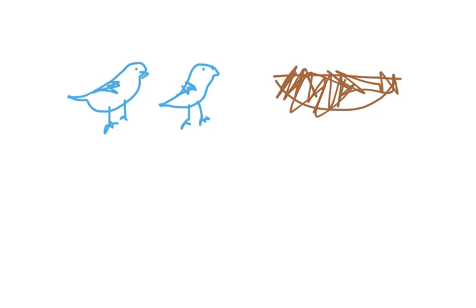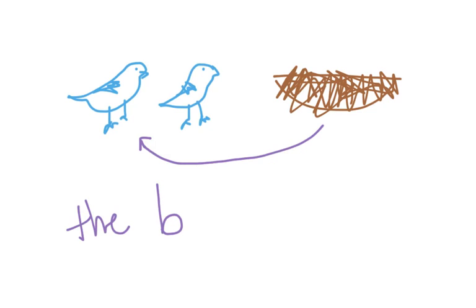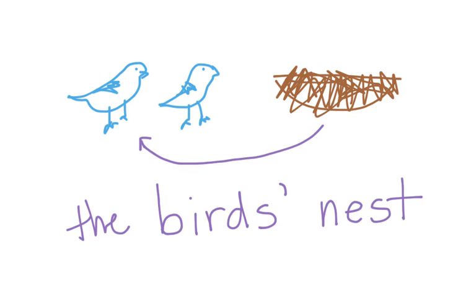Here we have two birds. These birds have a nest. The nest belongs to both the birds. So we would write that phrase, the birds' nest, more than one bird, right? Put the apostrophe after the S. The birds' nest. So we know that there is more than one bird, two or more.